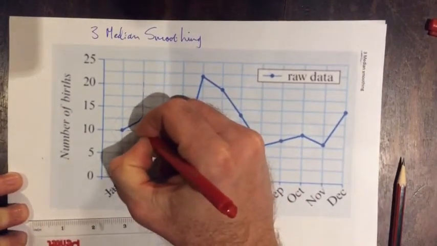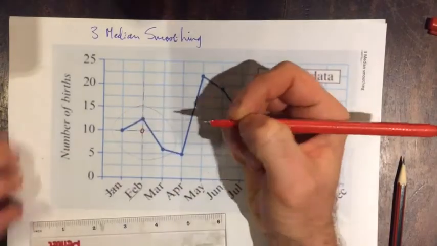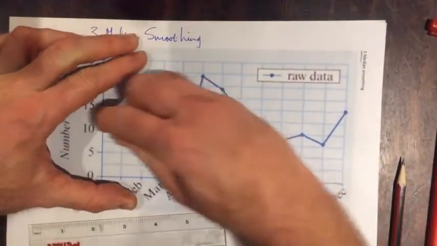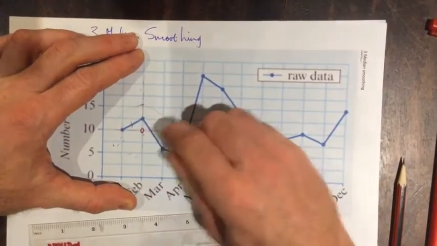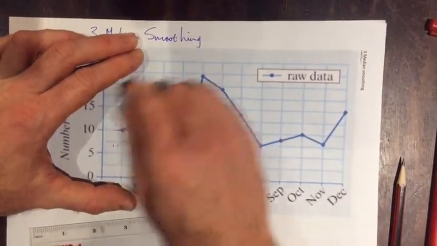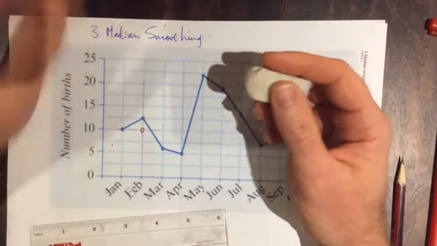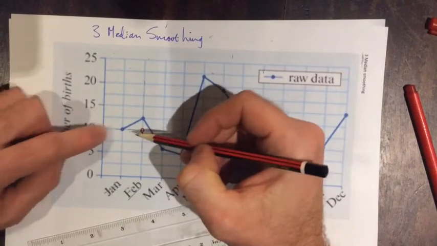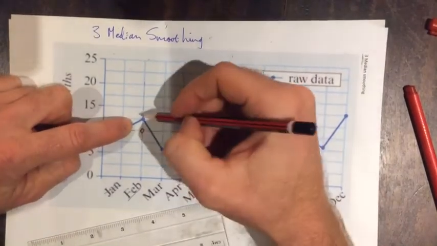So, our first point, the smooth is there. I'm going to try and erase those other lines there just so that we don't get confused. And move on. Okay, done Feb. Next 3 points.